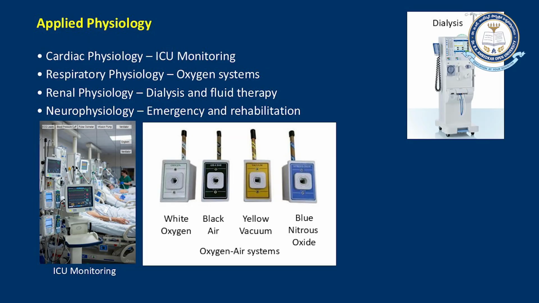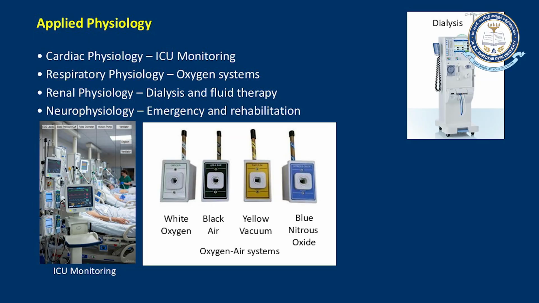Similarly, respiratory physiology, like the oxygen systems, we'll learn in detail about this, wherein you might have observed there are some white sockets, black, yellow and blue. Colorful sockets just behind every bed of a patient in an ICU who is admitted, right? What are those? A white socket, when connected to a pipe and turned on, can give out oxygen, okay, and it's connected to the oxygen cylinders outside or the oxygen machinery.